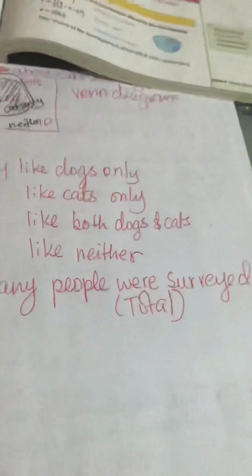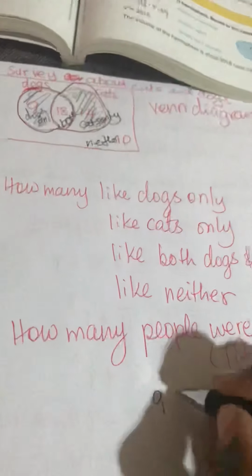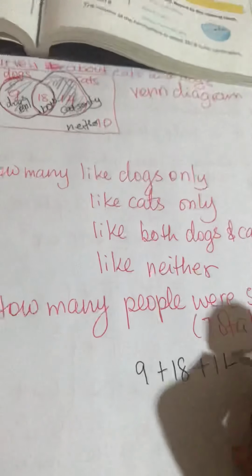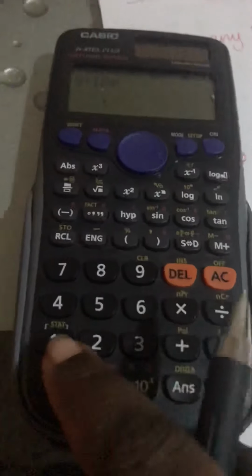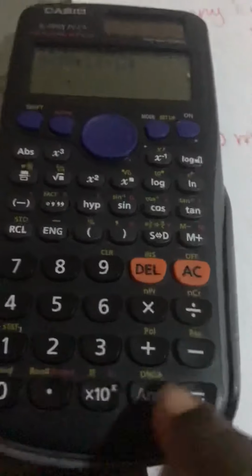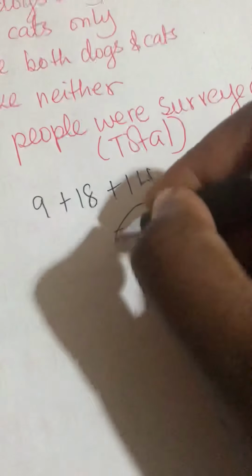This one here is neither. If it is not in the circle, that means they don't want it. So this one is neither. The one that is outside the circle but inside the box is neither. Okay? Alright. Then total, you add all your numbers. 9 plus 18 plus 14 plus 10. You go to your calculator. You get 51. That gives us 51.